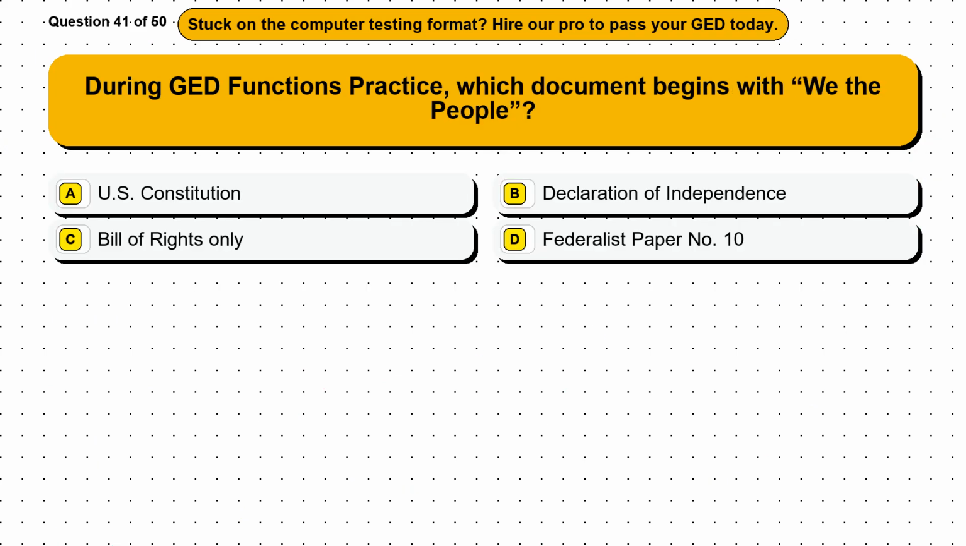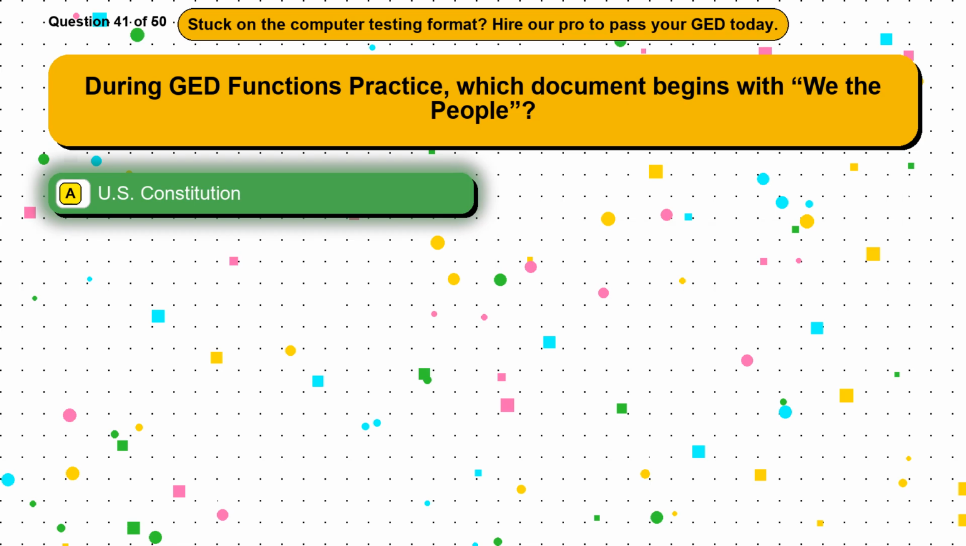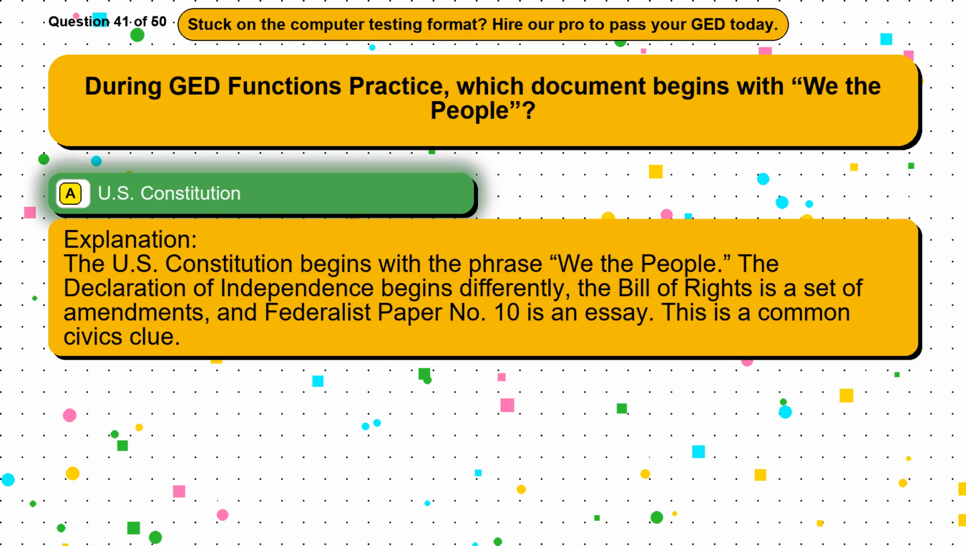Question 41. During GED functions practice, which document begins with "We the People"? Option A U.S. Constitution. Option B Declaration of Independence. Option C Bill of Rights only. Option D Federalist Paper No. 10. The correct answer is option A. U.S. Constitution. The U.S. Constitution begins with the phrase "We the People." The Declaration of Independence begins differently, the Bill of Rights is a set of amendments, and Federalist Paper No. 10 is an essay. This is a common civics clue.